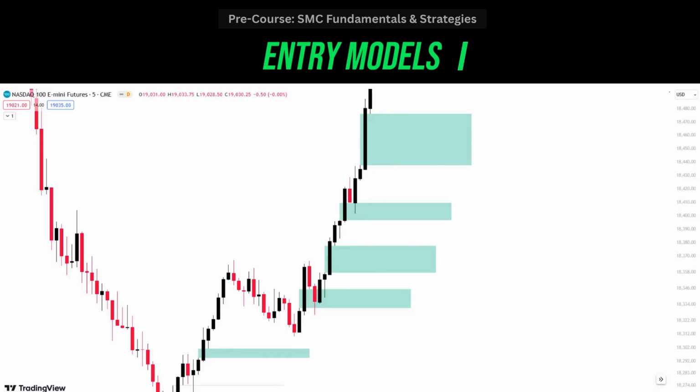And even the next one from above. So the fifth fair value gap did not fill. From 5 fair value gaps, we got only 1 that has worked, 1 that has failed, and 3 that did not fill. And price just continued pushing to the upside.